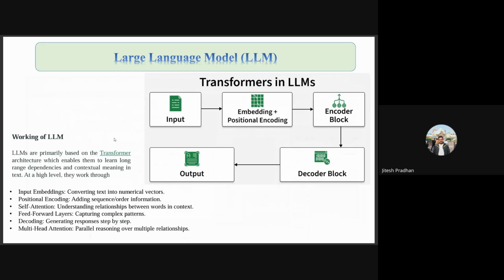Self-attention understands the relationship between words in context. Whatever embeddings and positional encodings are there, the self-attention layer will learn the relationship between each word and its position. Then we have feed-forward layers capturing the complex patterns between the embeddings and positional encodings. Then we have decoding: based on the generated patterns, it will try to generate the responses. This is the working of an LLM.